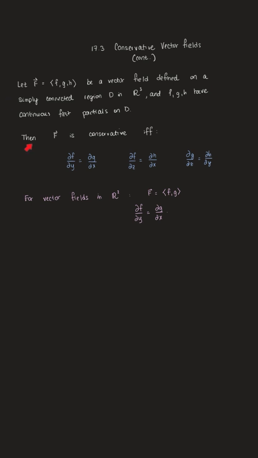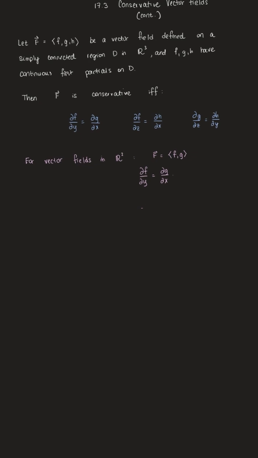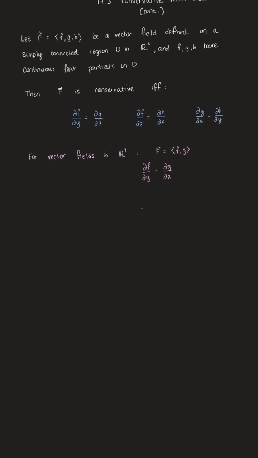A test to see that the function is conservative is that all these different mixed partials are equal to each other. If we're dealing with vector fields in R2 only, we need that the partial of f with respect to y is the same as the partial of g with respect to x. So in this video, we're going to talk about why this ought to be the case. Not really what it means yet, but we'll build towards that. And I'm going to show you a way to remember this test that might be a little bit easier for us. Okay, so first, here's the rationale behind why this test should work.